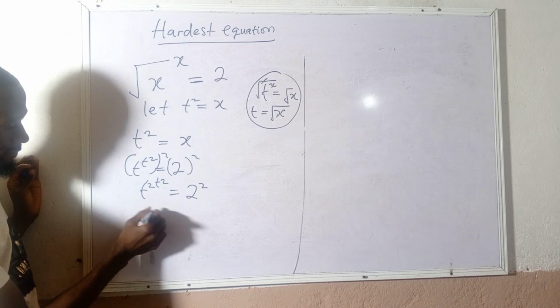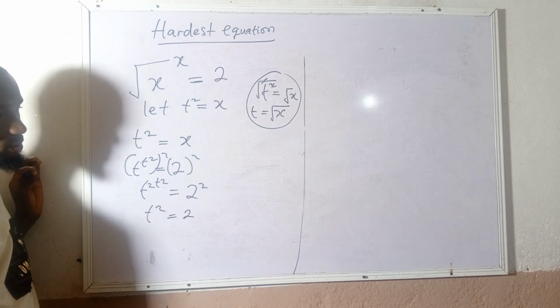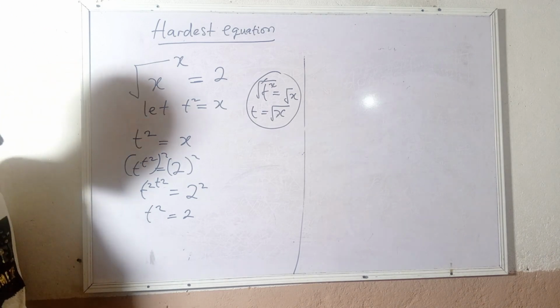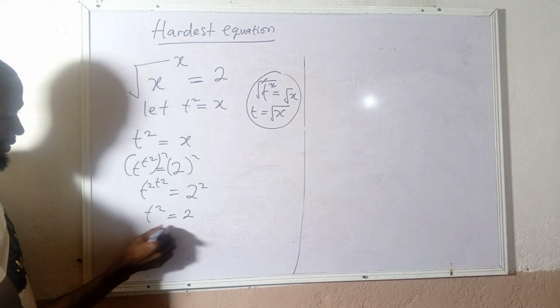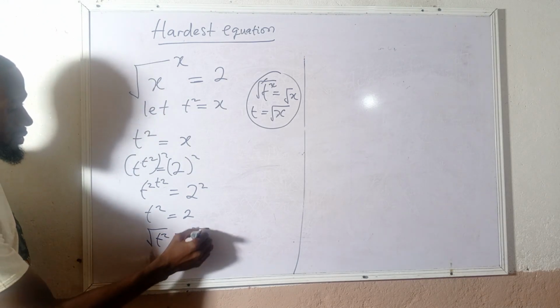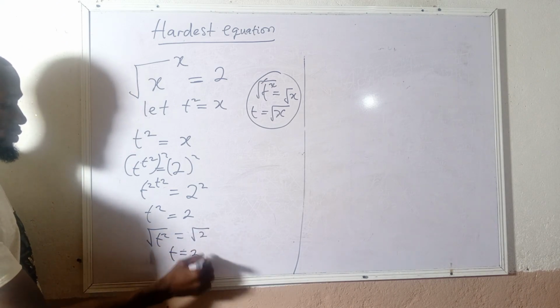Lastly, we take t squared is equal to 2. Then let's take the square root of both sides. We take the square root of both sides. t squared is equal to the square root of 2. Therefore, t is equal to 2.